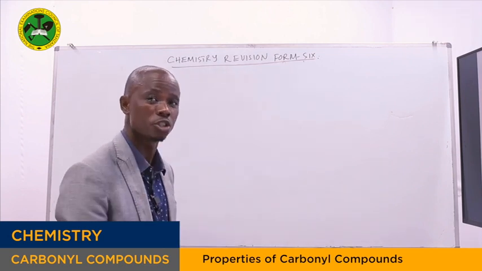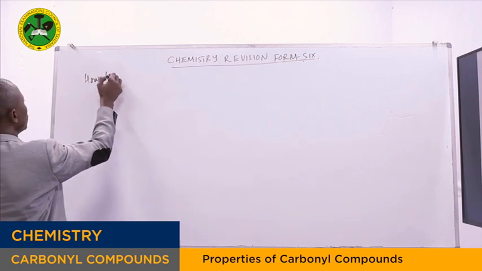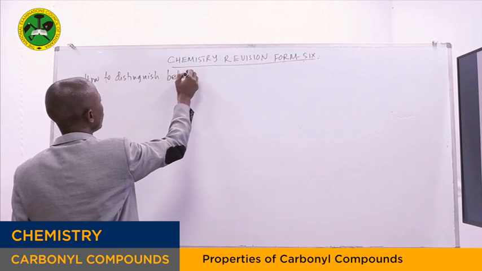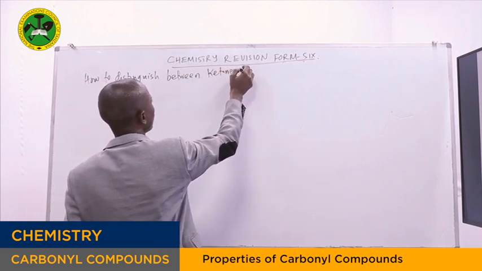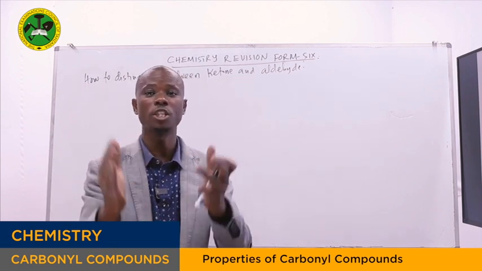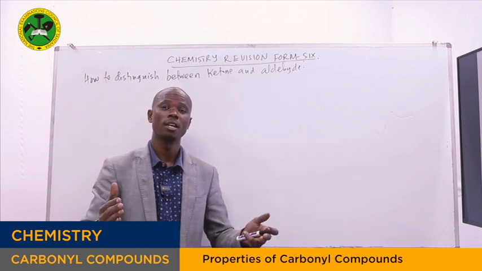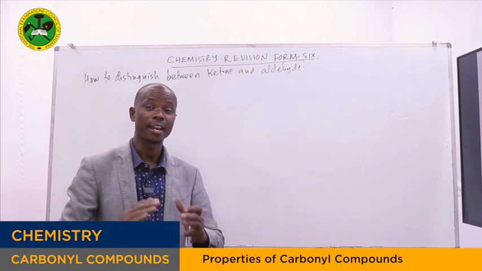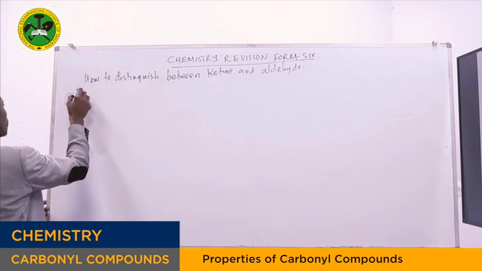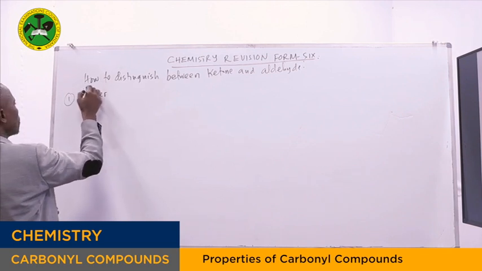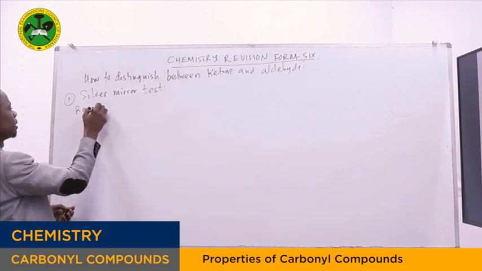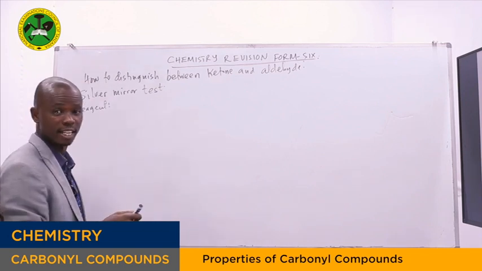Now, from there also, we come to how to distinguish. We have seen in the first part how to distinguish carbonyl compounds from other organic compounds. But also, you can be asked to distinguish between ketone and aldehyde. How can you distinguish? Now here, there are two reagents you can use. Number one, we have the silver mirror test. This silver mirror test uses the reagent which is called ammoniacal silver nitrate, or it is called Tollens' reagent.